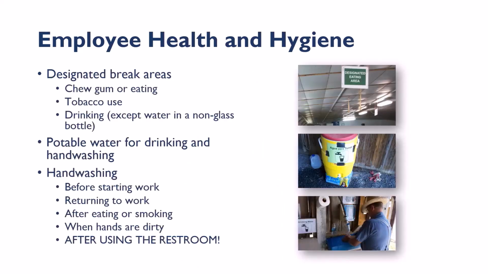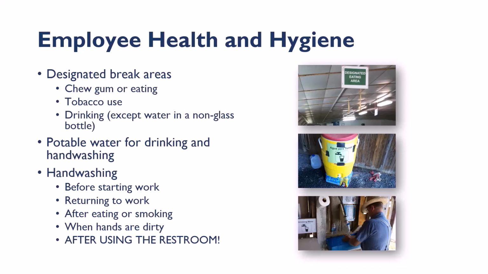Along with employee health, employee well-being and hygiene is extremely important to food safety. Areas for eating, tobacco use, and drinking anything except water from a non-glass bottle should be designated as a break area. Employees should never eat, chew gum, or use tobacco while handling produce or in areas designated for operation. Potable drinking water must be available for drinking and hand washing.